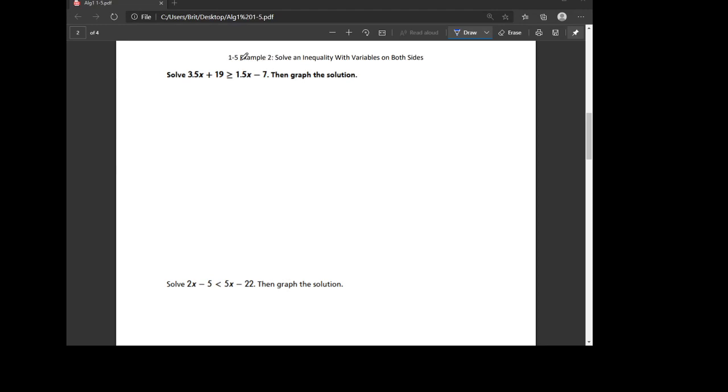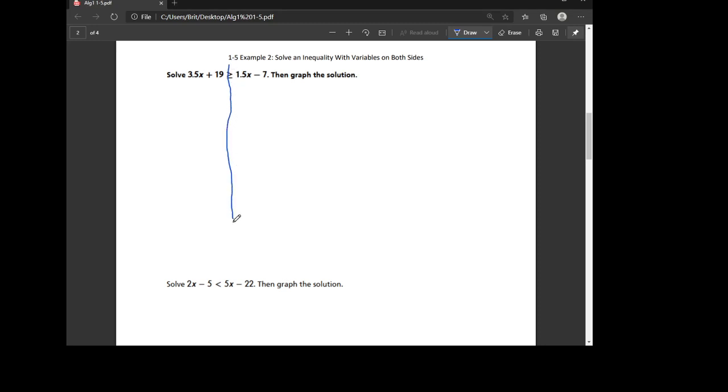This is example 2 from section 1-5 in the SavvasRealize Algebra 1 textbook. In this example we are looking at solving an inequality with variables on both sides. So we are going to solve these inequalities and then we are going to be graphing the solutions. I always start with inequalities with drawing a river down the inequality symbol.